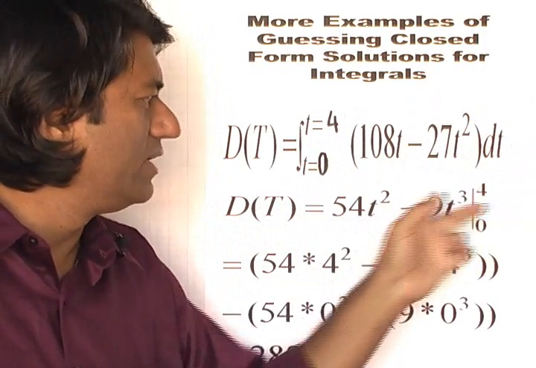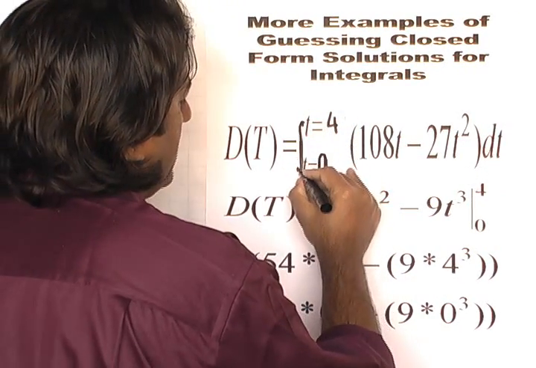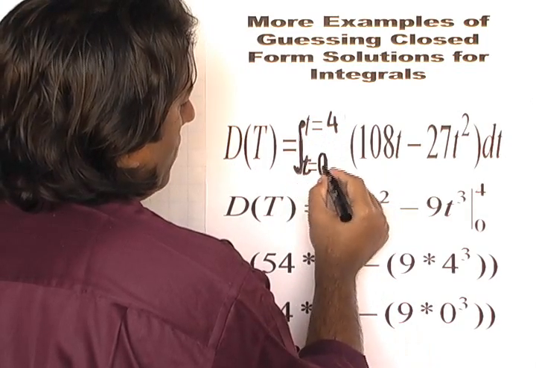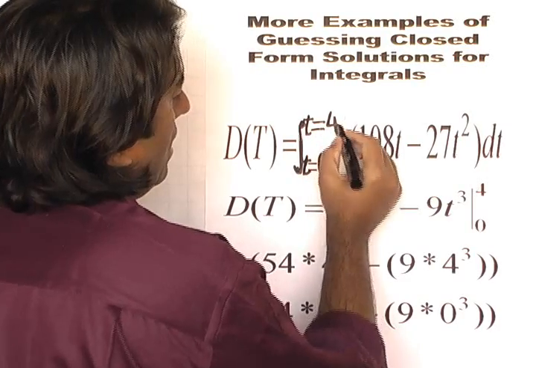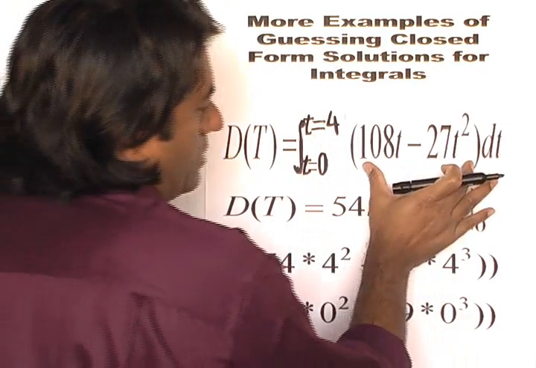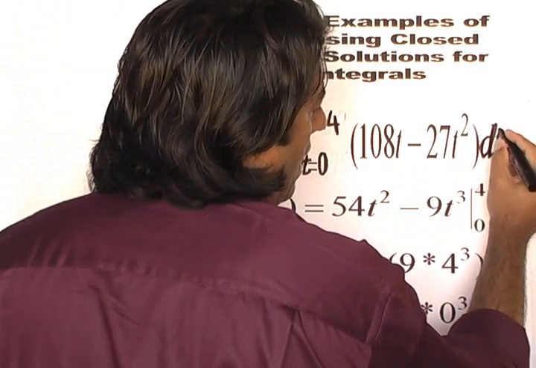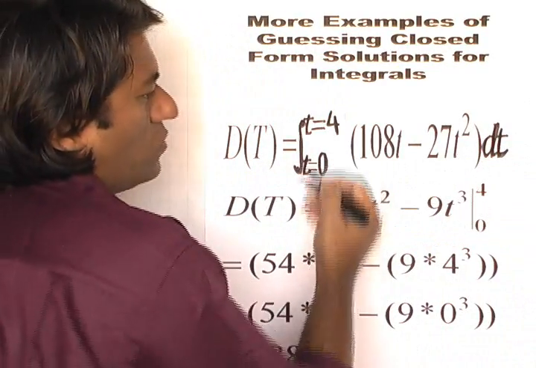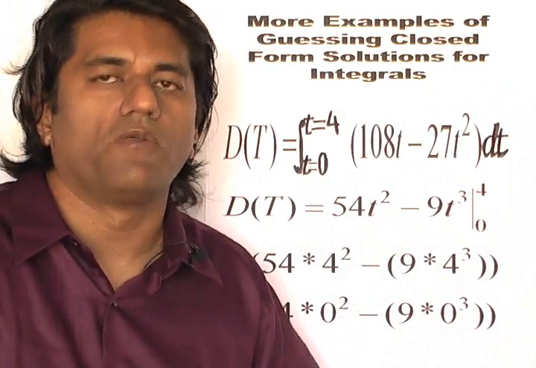So you represent the integral by this stylized s going from time equal to 0 to time equal to 4, and speed multiplied by an interval of time dt. You take these little intervals of time from t equal to 0 to 4, and that gives you the total distance traveled from time t equal to 0 to time t equal to 4.